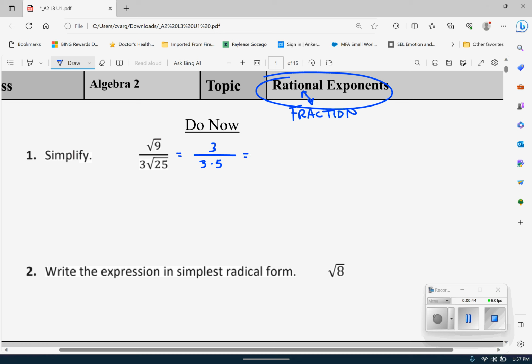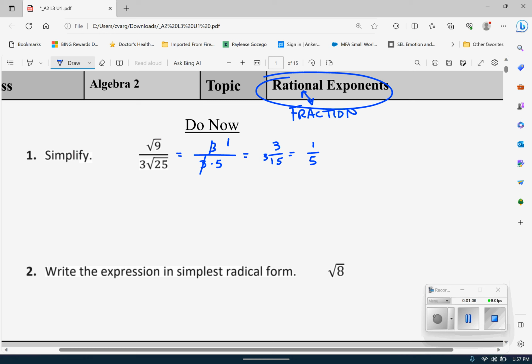And so if we were to simplify this, this is the same thing as 3 over 3 times 5, which is 15. And so we look and see what number goes into both 3 and 15, and 3 does, right? So 3 goes into 3 one time, 3 goes into 15 five times. If there's no number on top, there's an imaginary 1. So that's 1 over 5.